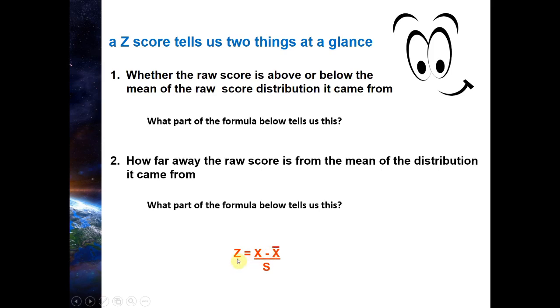So again, to summarize, if Z is 0, it means you're right at the mean. If Z is a very small number, it means you're very, very close to the mean. And if Z is a large number, it means you're far from the mean. And again, whether Z is positive or negative tells you if you're above or below. So I actually like to talk about formulas and show you formulas when they help you to understand the concept.